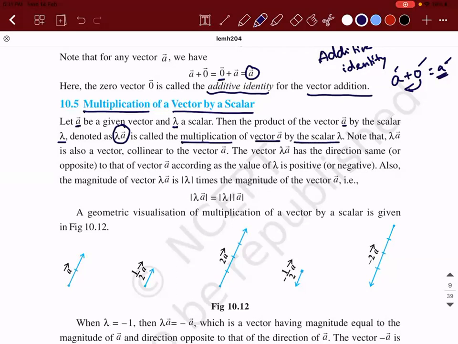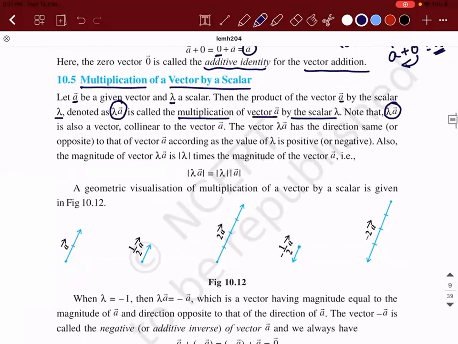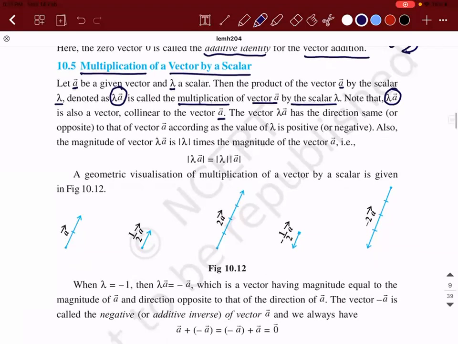And this is what we call the multiplication of a vector A bar by the scalar lambda. But here you need to note a point: when you multiply a scalar with a vector, what is the output you are getting? You will get another vector only. So a scalar multiplied with a vector, lambda times A bar, is also a vector, which is generally collinear to vector A bar. What does collinear mean? Collinear means they can be along the same straight line or they are parallel to each other.